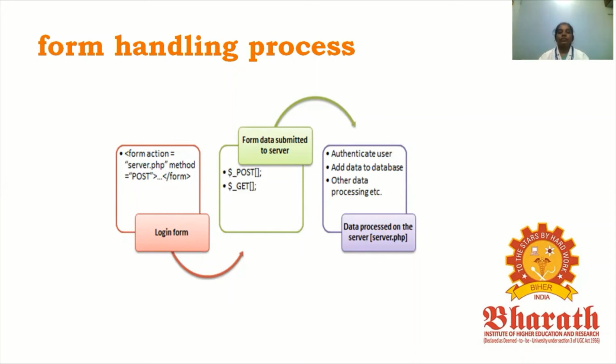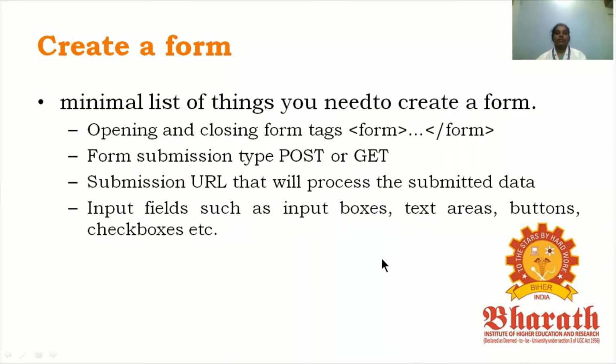The $_POST and $_GET are two global variables, the server global variables. With the post method, the post global variable is used, and the get global variable is used for the get method. The information is submitted to the server. It authenticates the user and stores all the information in the database, and the data is processed on the server page.